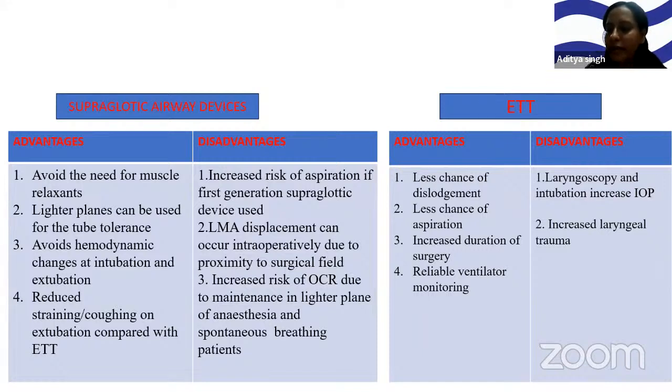And it has a polyurethane thin cuff that will decrease the channeling and aspiration, micro aspirations.